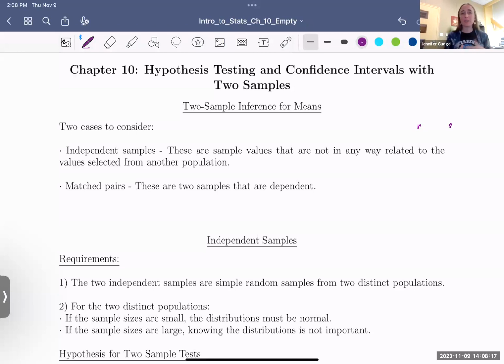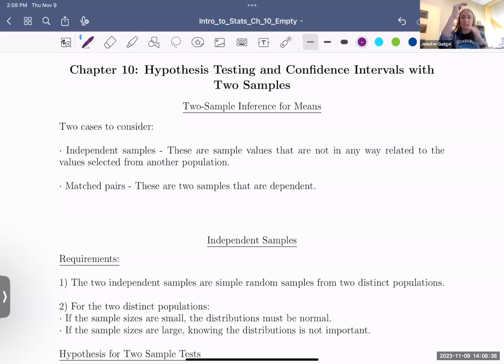All right, chapter 10 is very similar to chapter 9. It's just that for 10, we are now talking about hypothesis testing for two means and hypothesis testing for two proportions. So we are looking at not just one mean compared to a value, but now we're going to be comparing two means to each other or two proportions to each other.